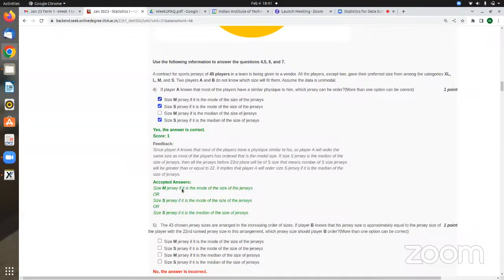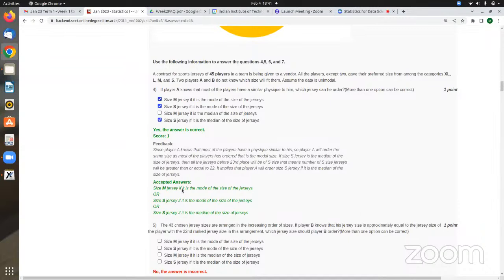So if you wanted to say that we can take all the cases and multiple cases are correct, then option C is also correct. But I think option A, if size M jersey is the mode of the size of the jerseys, is definitely correct, right? Yes, sir. And if it is the median of the size of jerseys, on that condition, that is definitely correct.